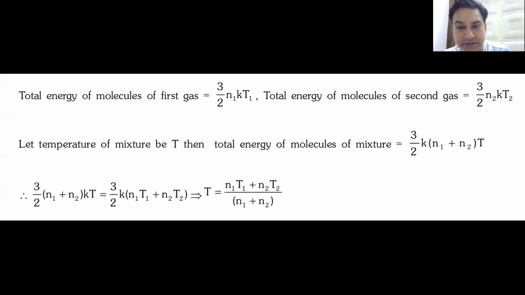That is correct. There is no work done. There is no heat energy given or lost. So basically, you equate the total internal energy. Do we understand this? Yes or no? Yes, sir. Okay, so this is good.